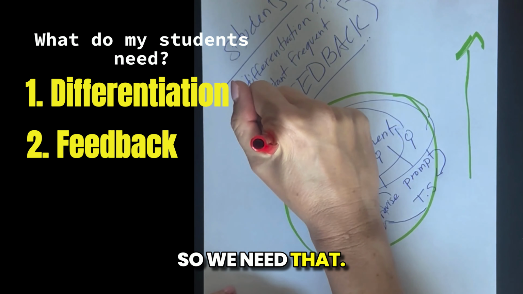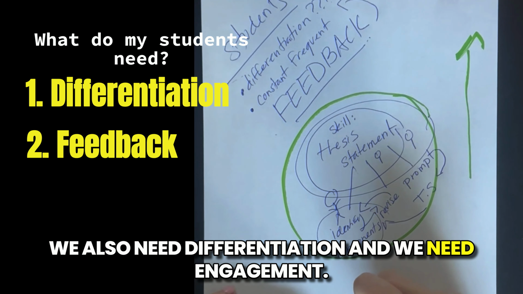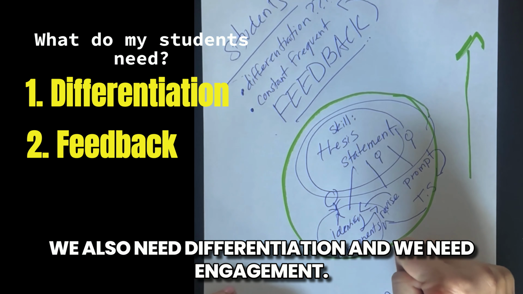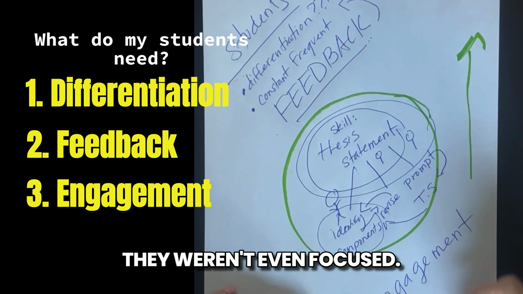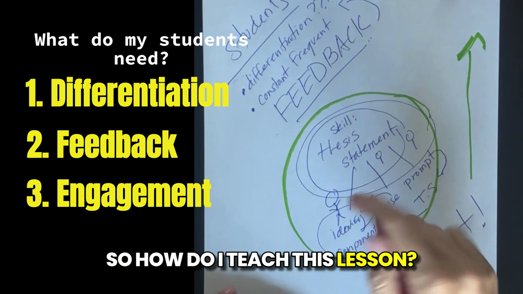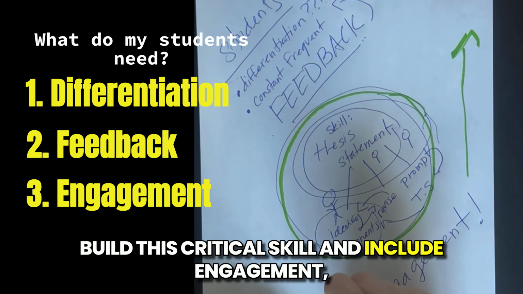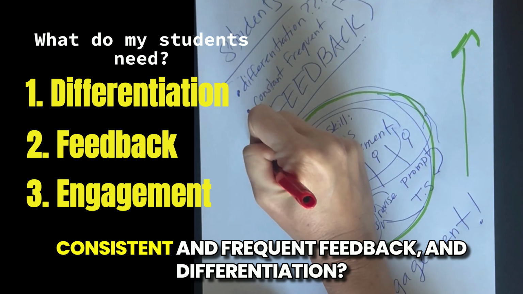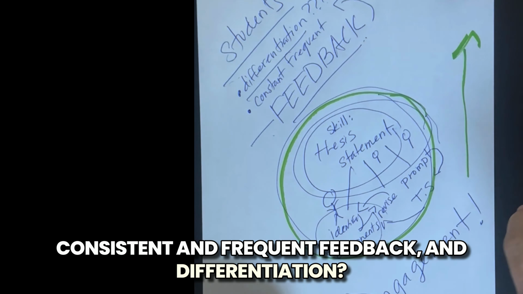So we need that. We also need differentiation, and we need engagement. You saw those sticky notes. They were writing notes. They weren't even focused. So how do I teach this lesson, build this critical skill, and include engagement, consistent and frequent feedback, and differentiation?